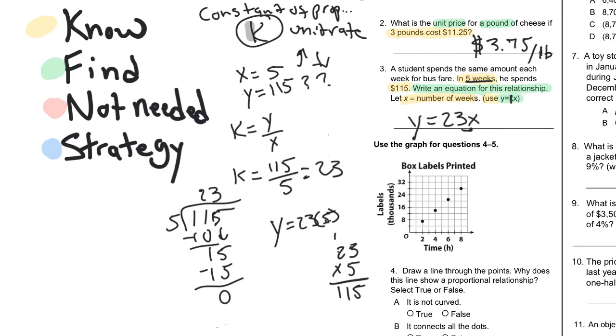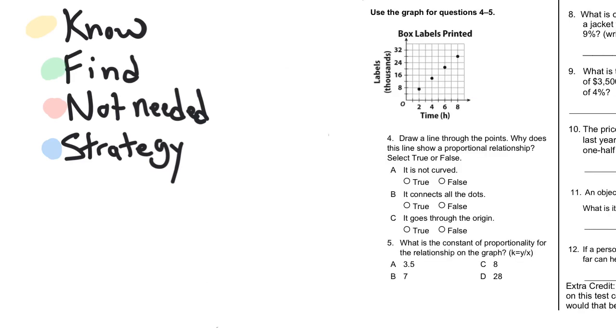All right, so go ahead and write down anything you need to help you remember this. Pause the video if you need to, and then I'm going to move on. Okay, we're going to move on to 4 and 5. So it says use this graph for 4 and 5. So we're going to do this together.